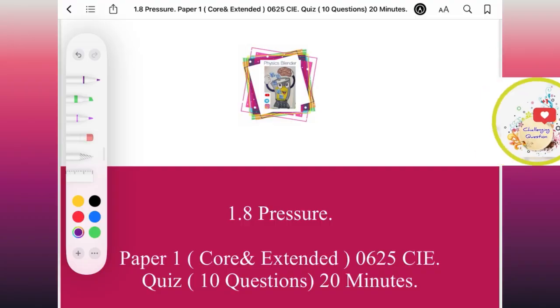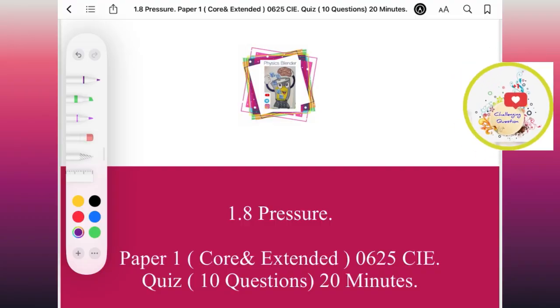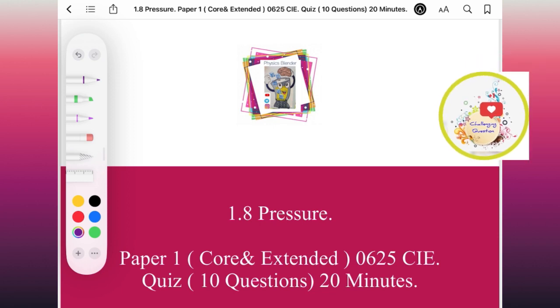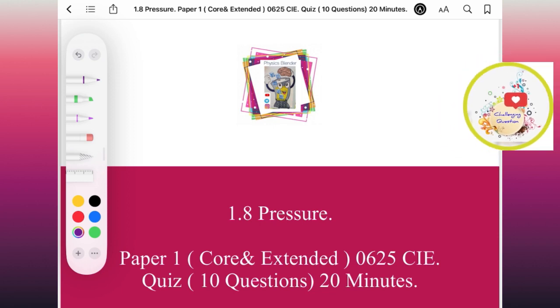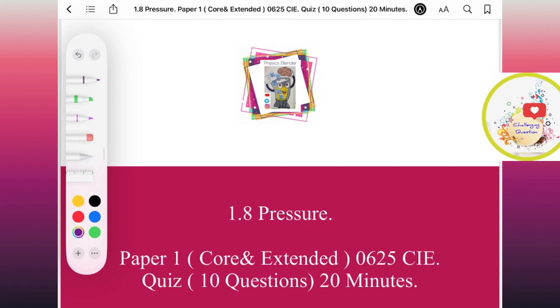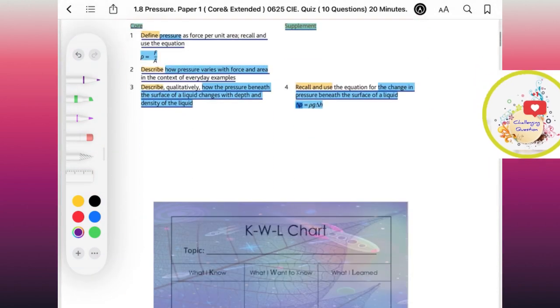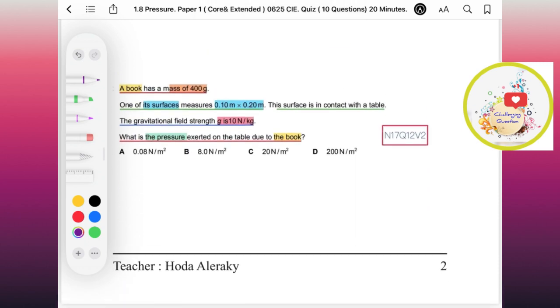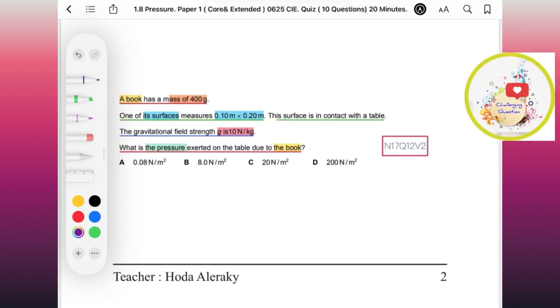Hello everyone, welcome to Physics Blender e-learning platform. Today we are checking your answers. You had a quiz about pressure, paper 1 for core and extended candidates. Let's start with question number 1. Question number 1 is a challenging question.